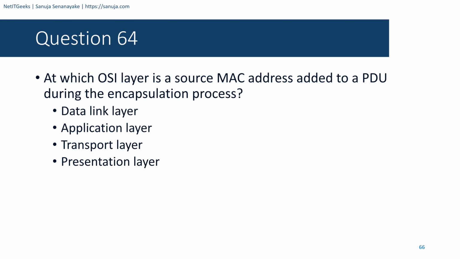Question number 64. At which OSI layer is a source MAC address added to a PDU during the encapsulation process? So you need to think about the OSI model again compared to TCP/IP models, etc. Data link layer, application layer, transport layer, presentation layer. Again, if you know your OSI model, the answer is data link layer. It's pretty obvious. If you don't know, go ahead and check my YouTube channel for those videos.